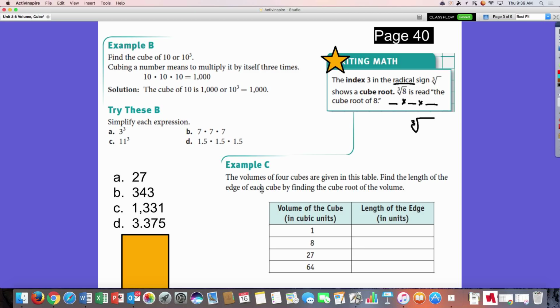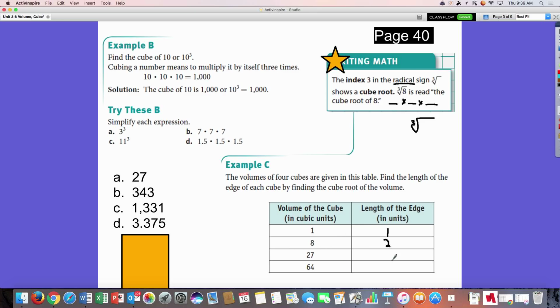Let's look at example C. The volumes of 4 cubes are given. Find the length of each edge in units. Well, what 3 numbers multiplied together will give you 1? 1 times 1 times 1 is 1. You should get used to this one. You'll see it all the time. 8. What number times itself times itself equals 8? Well, 2. 2 times 2 times 2 equals 8.